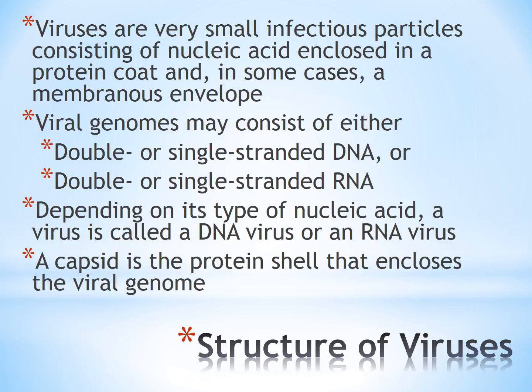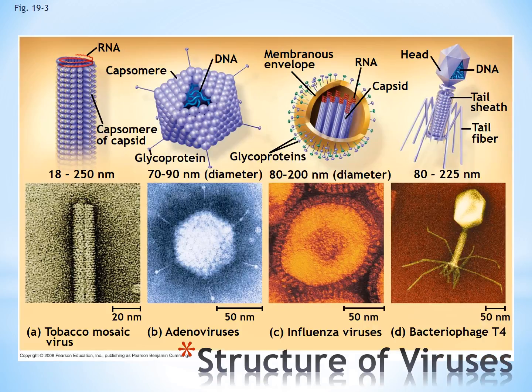The capsid is just that protein shell that will enclose the viral genome, or the nucleic acid of this virus. Here you can see a couple different examples of viruses. Here we see the tobacco mosaic virus. It's more of a rod shape. Here you see the adenovirus, which is more of a hexagonal type shape. Here you see the membranous envelope that will surround the virus. And then here you see a bacteriophage, which should be pretty familiar, because you saw the bacteriophage when we looked at the Hershey and Chase experiment.